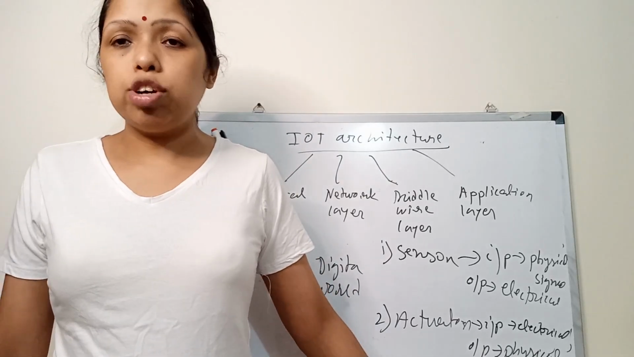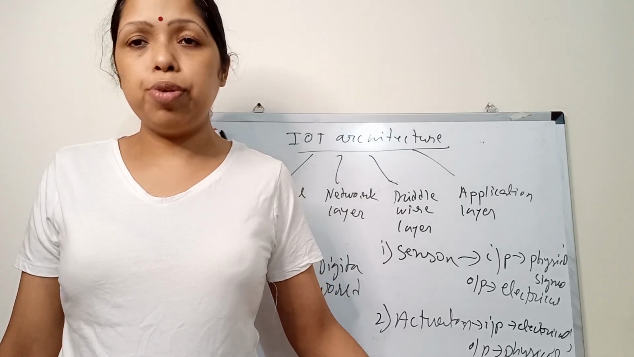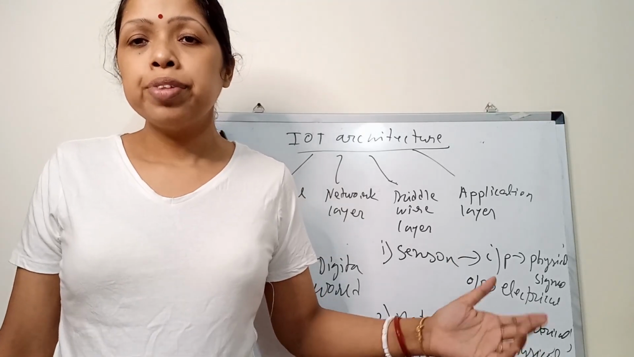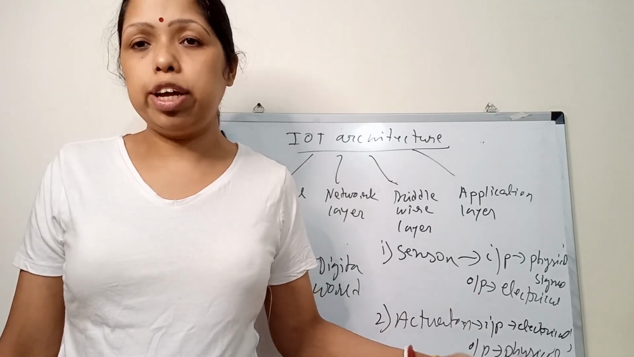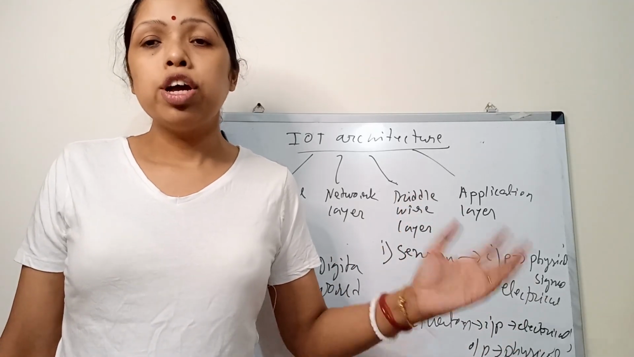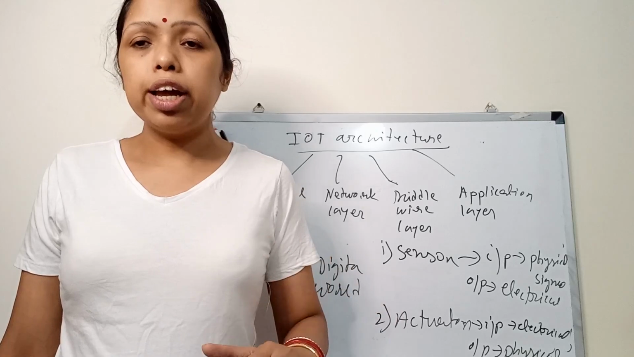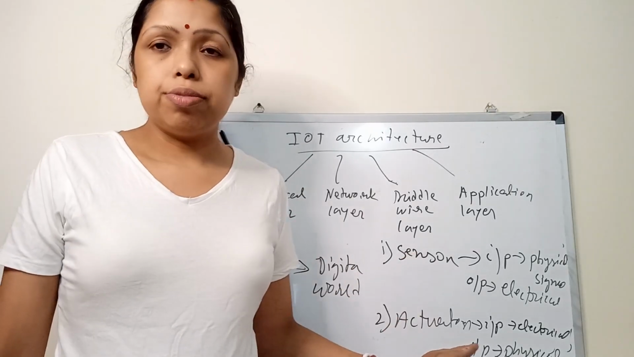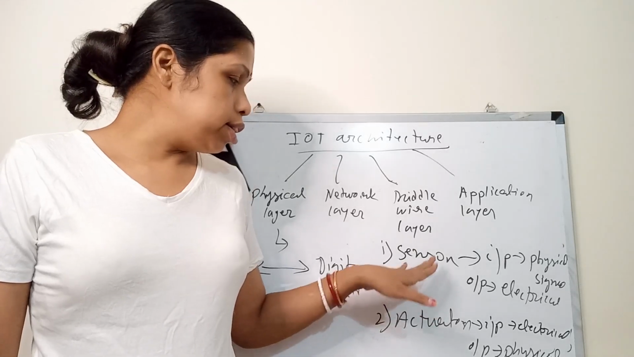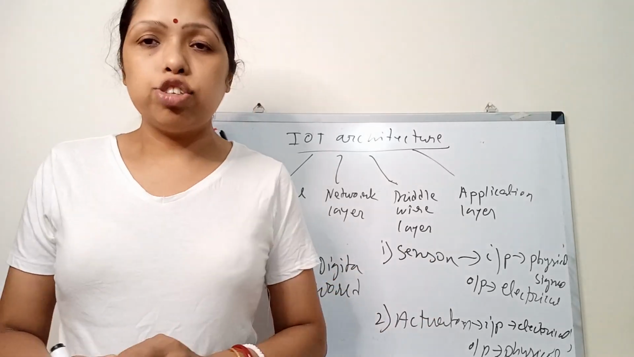Under this actuator, what are the main examples you can consider? Robot, motor, these things come under the actuator. Some action needs to be taken. Actuator means some action needs to be taken based on the sensor input. The IoT processor should take some action. Right, so this is about the sensor and the actuator.